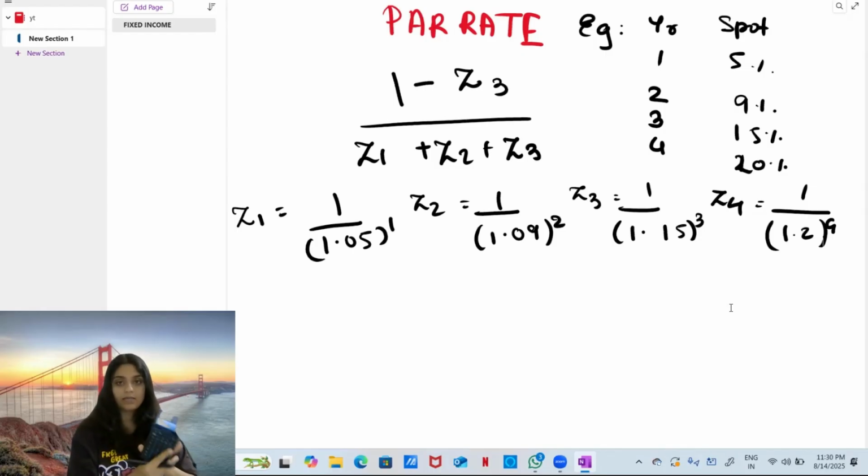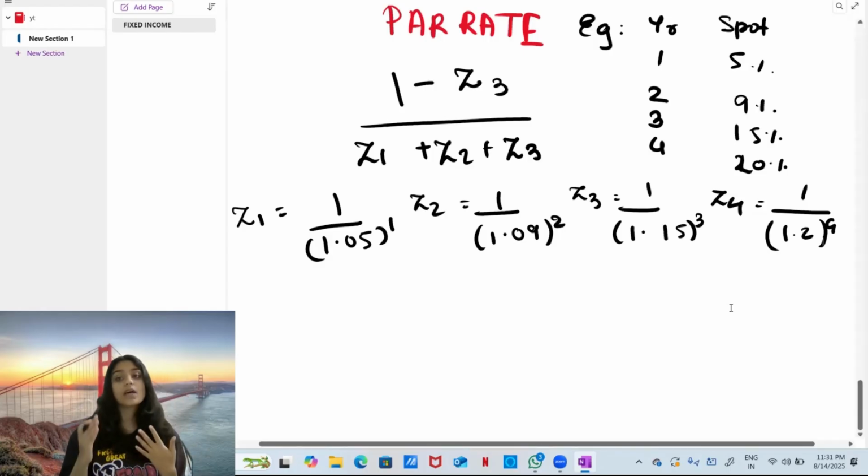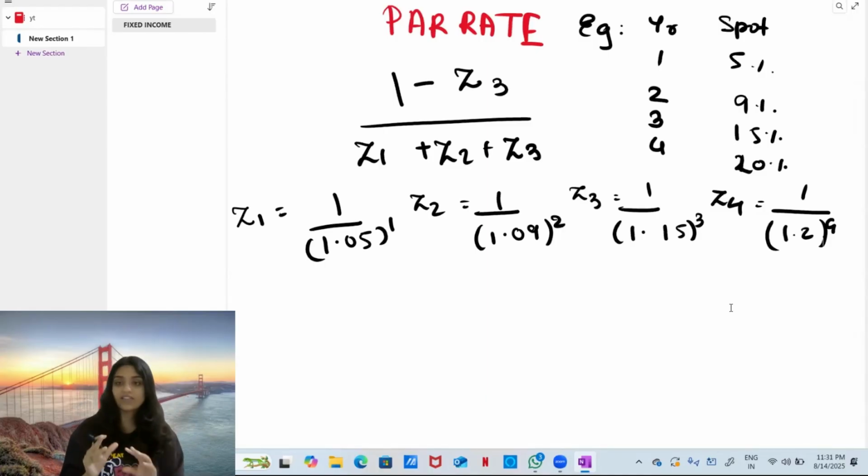Okay, I have done the same thing with my calculator. I have stored all the answers in keys 1, 2, 3, 4. Now let's calculate the par rate for year one. Par rate for year one is equal to spot rate of year one, which is equal to forward rate of year one. The same applies for par rate as it applied for spot rate and forward rate. So your par rate for year one is 5%.